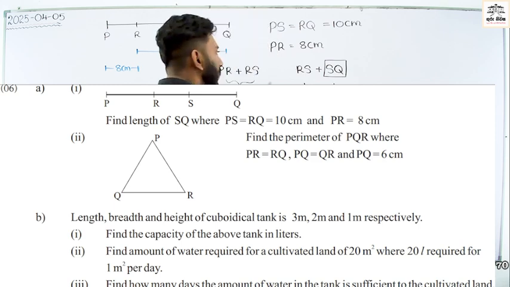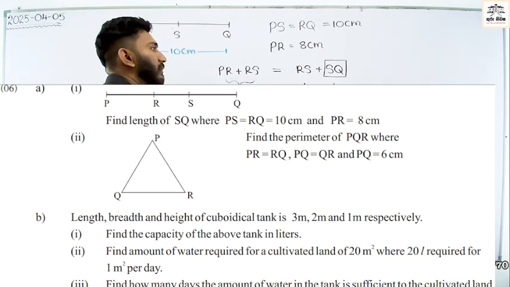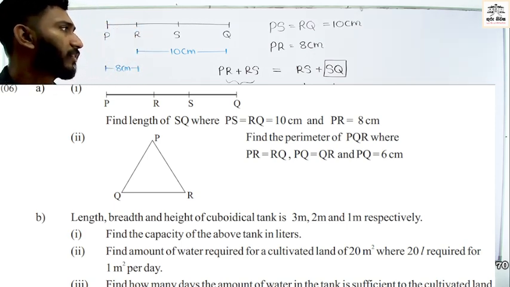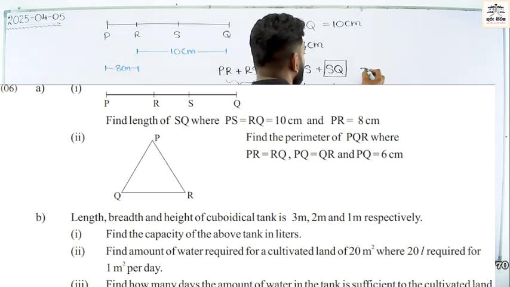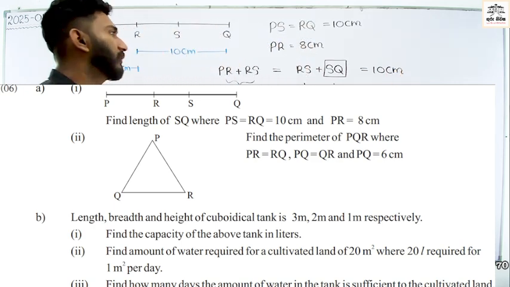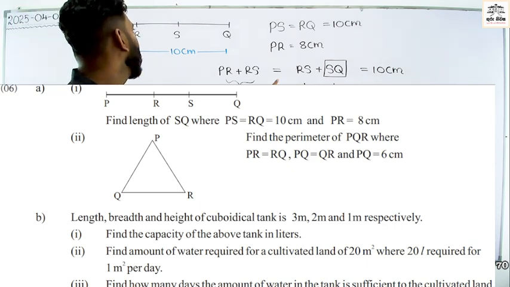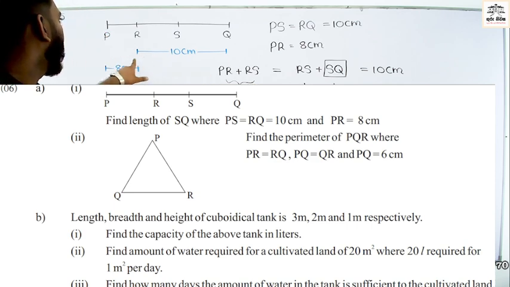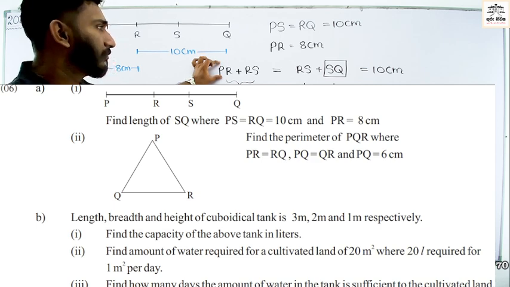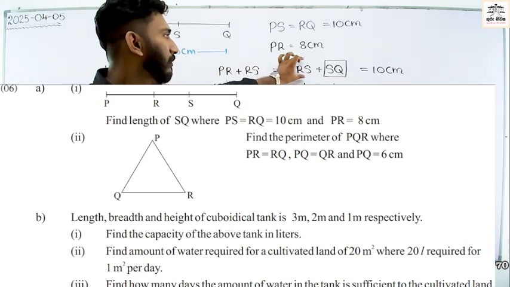Now tell me, these two things become equal, because PS and RQ are equal to 10. So all of these become 10. And this one becomes 10, this one becomes 10, right? Now RS, and PR equals 8. PR is 8, right? Now PR plus RS plus SQ.